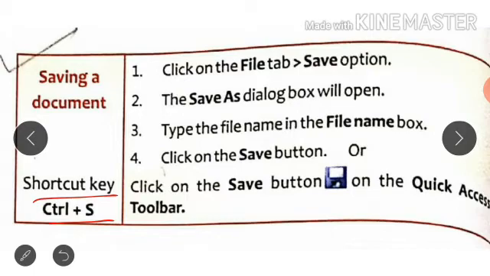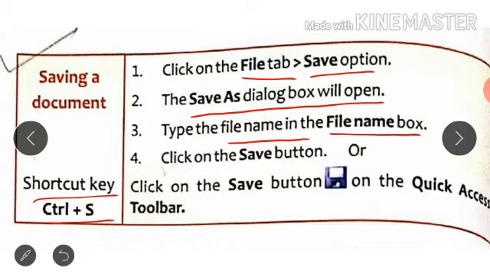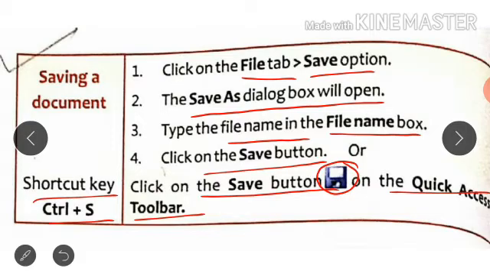We can click the File tab. In the File tab, the Save option is there, and this Save option saves the document. As we click the Save option, the Save As dialog box will open. There we have to write the file name in the file name box. Then click on the Save button, or click the Save button on the quick access toolbar. This way you can save your document.